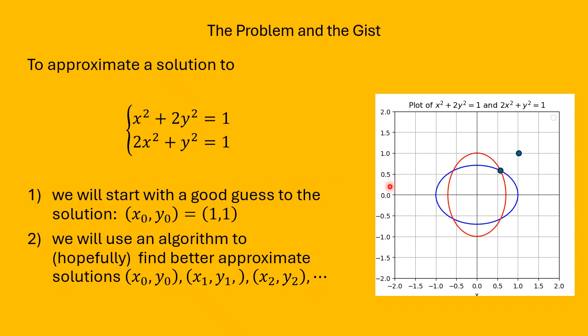Since we don't know what this point's coordinates are, we'll start with a point that's pretty close to this one. How about this one right here, where the x coordinate is 1 and the y coordinate is 1. We'll start with (x0, y0) equals that point, (1, 1), and we'll use an algorithm for Newton's method to hopefully find better approximate solutions. We start with (x0, y0), the next approximation (x1, y1), (x2, y2), and so on.